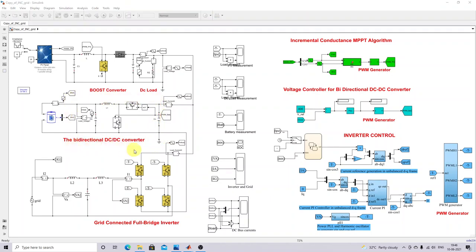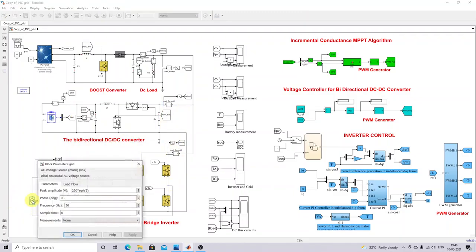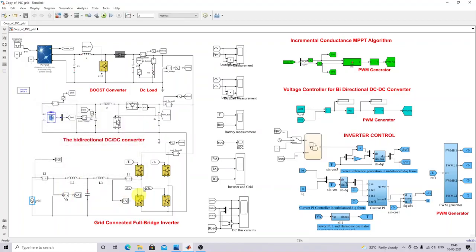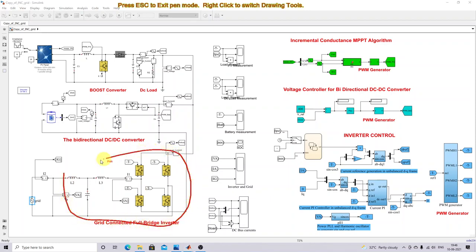So next, the DC bus is going to be connected to the grid, right? So this is a single phase grid. This is the detail of the grid. The grid detail is 230 volt with 50 Hz frequency. Okay, it is going to be connected to the DC bus via this LC filter and then a single phase inverter.